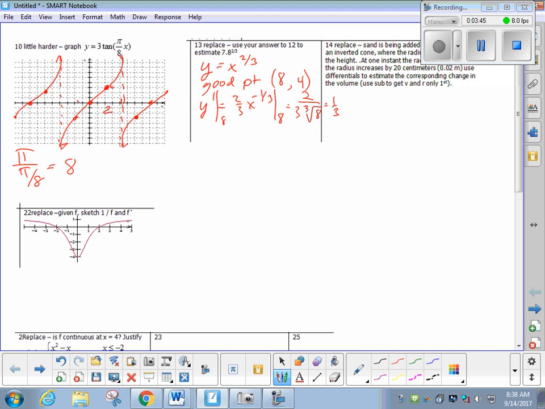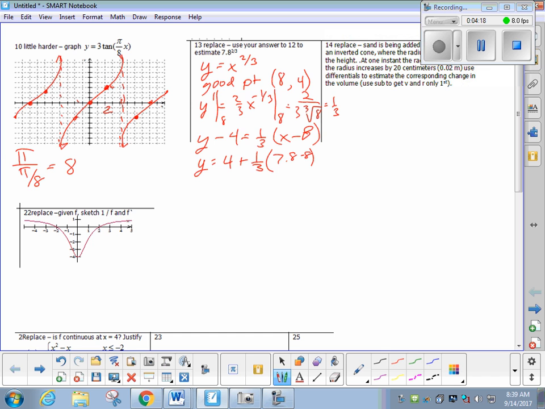Now that you have the slope staring you in the face, the point staring you in the face, what's the tangent line? Y minus 4 equals 1/3 times x minus 8. Okay? Now that's the first skill, find a tangent. Second skill, use the tangent. So how do I estimate 7.8 to the 2/3 then? Yeah, you just plug 7.8 into your function. Y is 4 plus 1/3 of 7.8 minus 8.